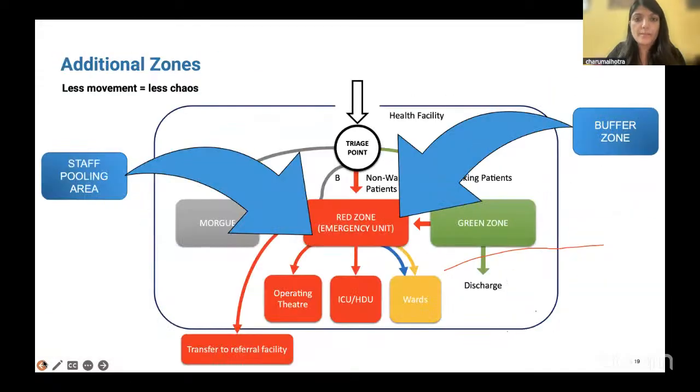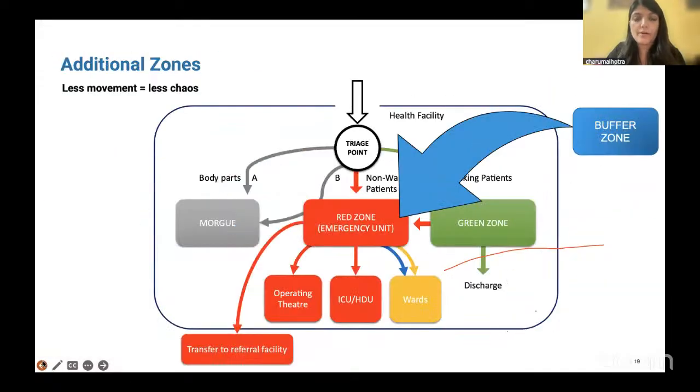So when we talked about the red zone, our main goal here is to perform resuscitation. The red zone usually has nurses posted as teams. So you will have one doctor along with one nurse as a resuscitation team in the red zone.